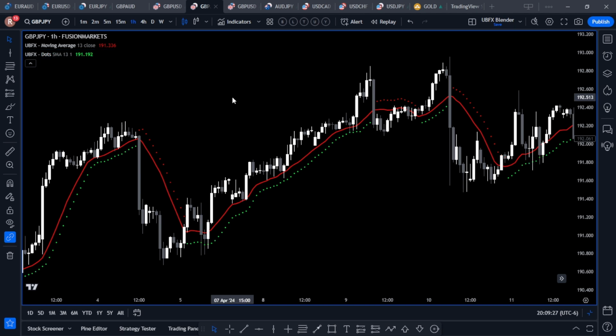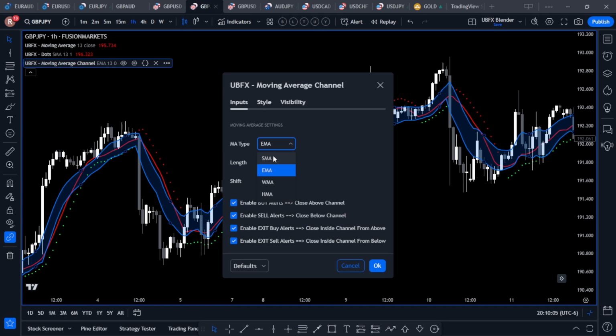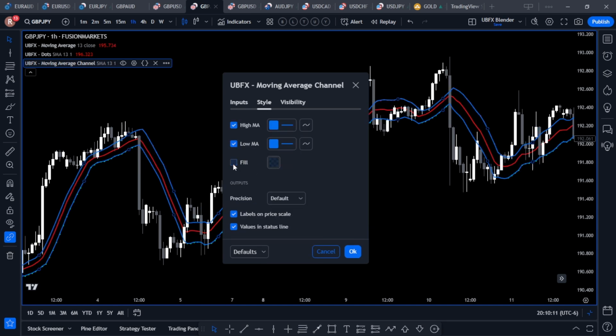And the thing with the dots is that it only shows us one side. When the price moves above the upper band or the upper channel, we only see the lower channel. And when it moves below the lower channel, we only see the upper channel. And being dots is really nice because it shows me exactly where the stop loss should be for every candle. I don't have to think about this. Now I'm going to apply a moving average channel just so you can see that this is exactly what this is. So we'll make an SMA, we'll shift it one period, and I'm going to get rid of the fill. There we go.